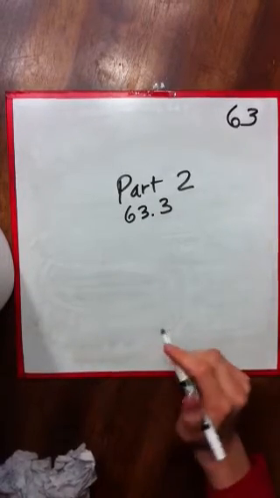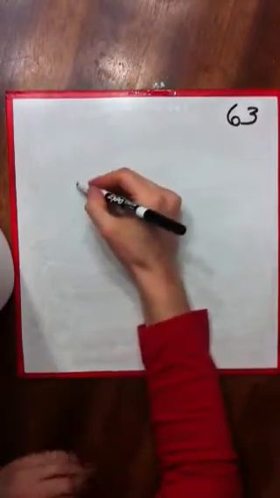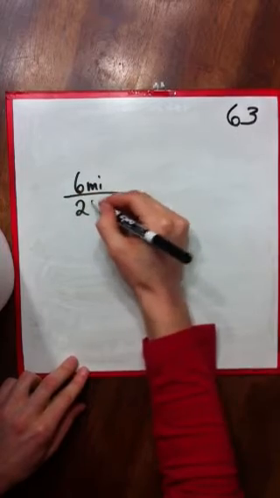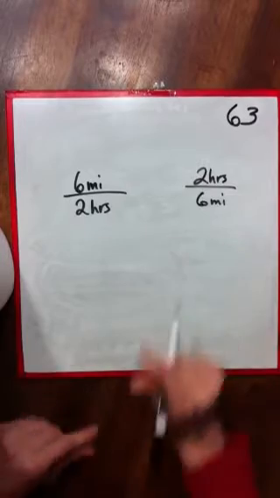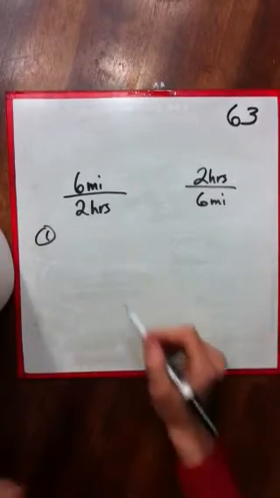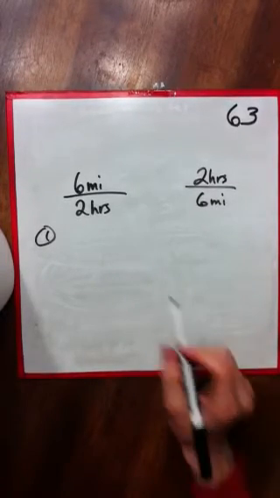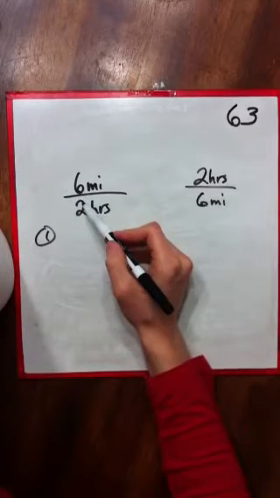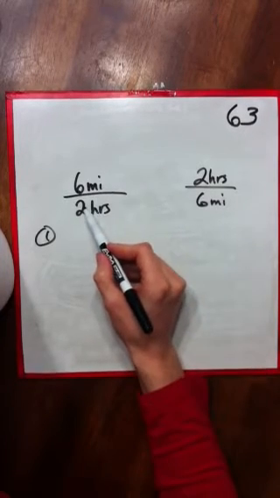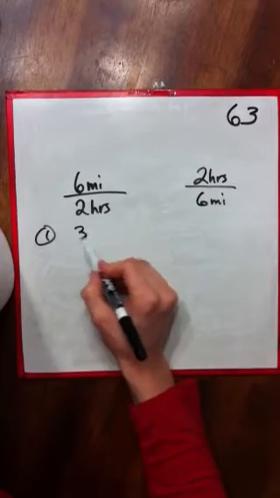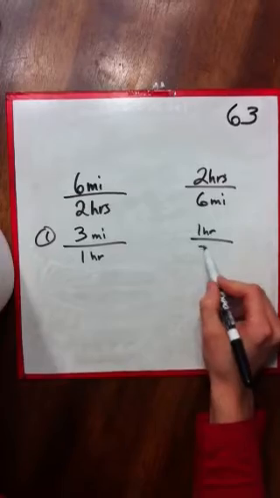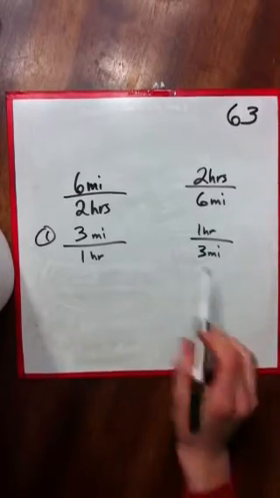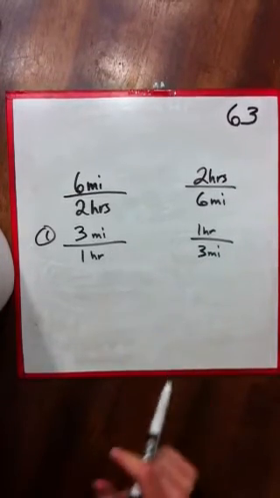It says Raul ran 6 miles in 2 hours. Alright, so my rate is 6 miles in 2 hours. Okay, and in 2 hours, he ran 6 miles. Now, very first step is to reduce it to its lowest rate. So, to do that, it would have to be divided by 2 to make this to be a 1. So, this would be 3 miles in 1 hour. And in 1 hour, he went 3 miles. Now, that is our new simplified rate.